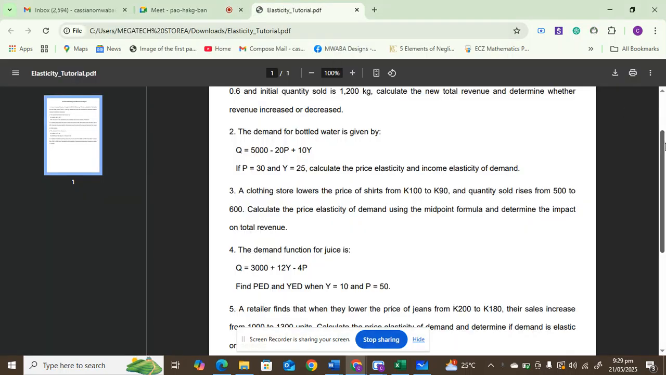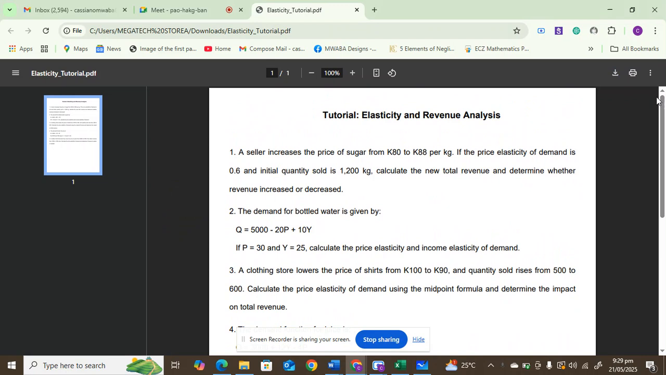Okay, so we're looking at these questions here. Question one: a seller increases the price of sugar from 80 kwacha to 88 kwacha. If the price elasticity of demand is 0.6 and the initial quantity sold is 1,200 kg, calculate the new total revenue and determine whether revenue has increased or decreased.